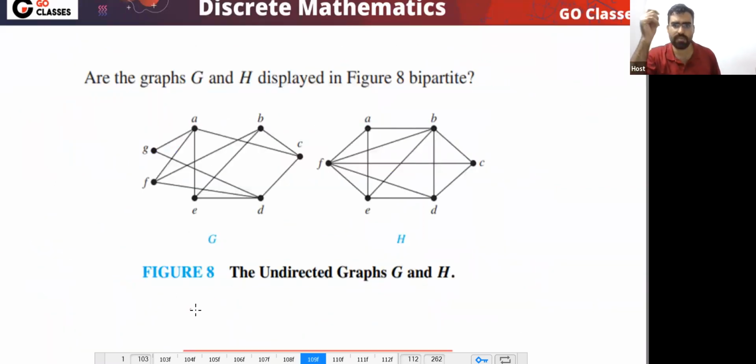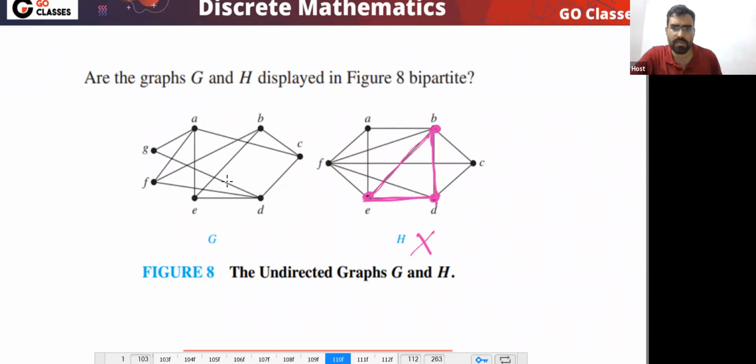What about these two graphs? Are these two graphs bipartite? Here, you can clearly see a cycle of length 3. Here also you can clearly see a cycle of length 3. So because you have odd cycles, not bipartite. Okay, this is not bipartite.